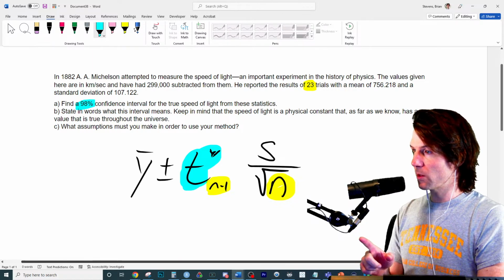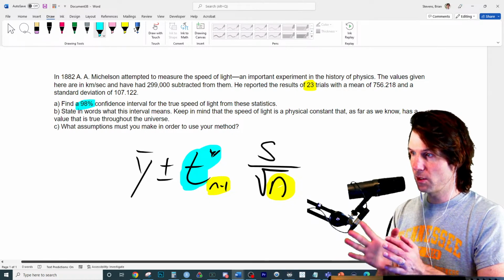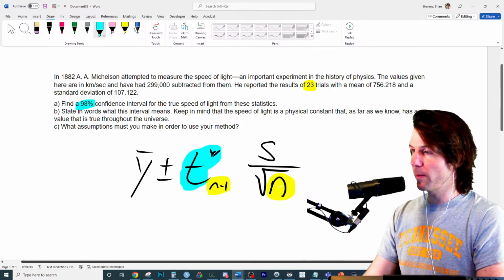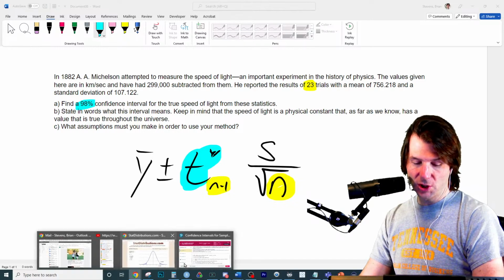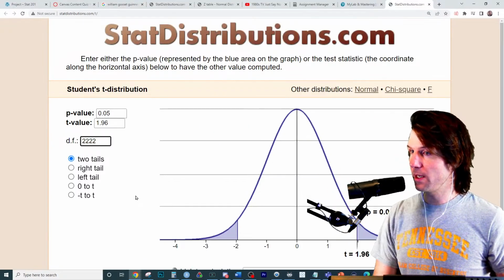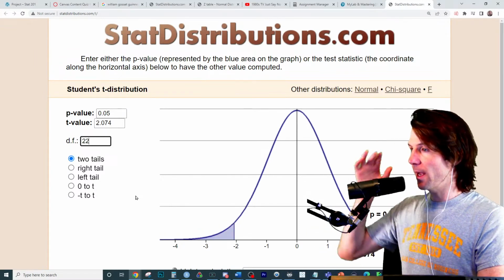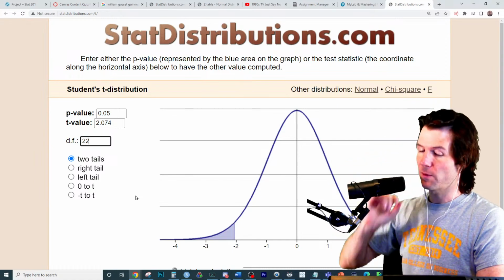So the degrees of freedom are n-1. Why 22? You have to know that the degrees of freedom show you the shape of the T, 23 minus 1. So this controls the shape of the T we are building. The more degrees of freedom, the more normal it is. The fewer degrees of freedom, the more stretched out it is. So we have here a T distribution with 22 degrees of freedom.